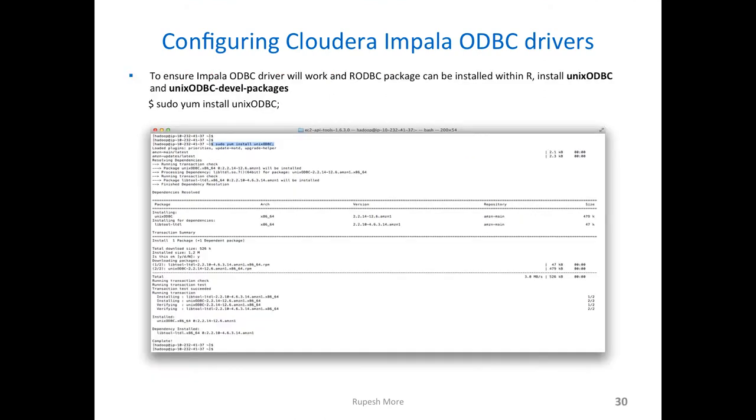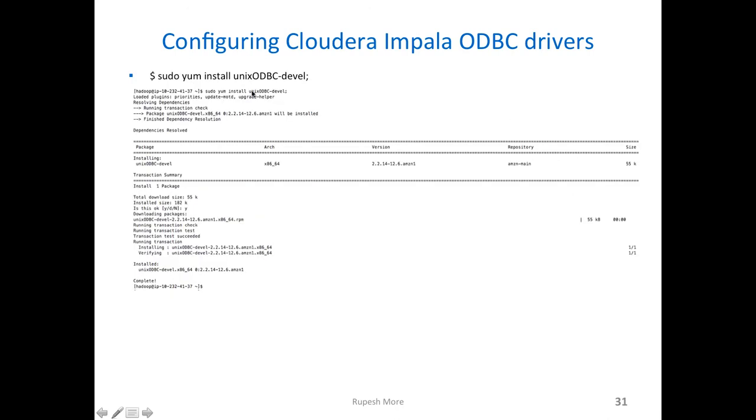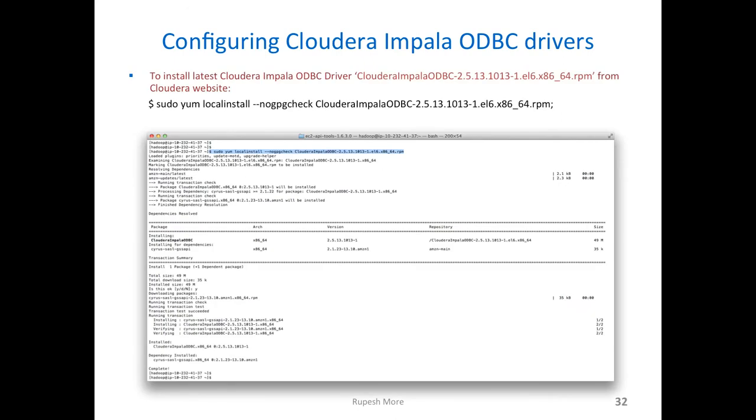Let's move forward. Configuring Cloudera Impala ODBC drivers. To ensure Impala ODBC drivers will work and our ODBC package can be installed within R, we have to install some of the Unix ODBC packages, which are unixODBC and unixODBC-devel packages. This is the command for unixODBC. The second is unixODBC-devel. Once this is installed, we can then install our latest Cloudera Impala ODBC driver. The name of the driver is this .rpm from the Cloudera website.